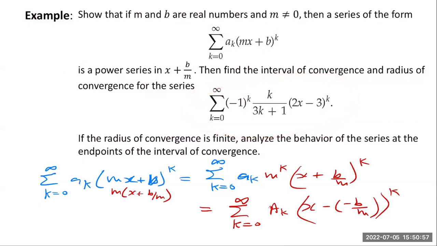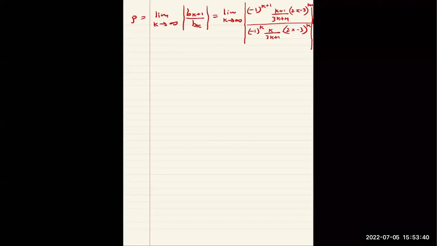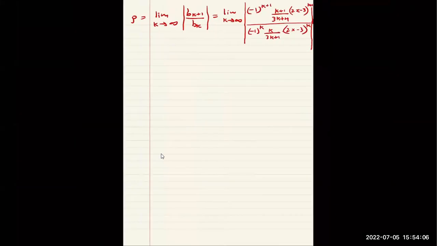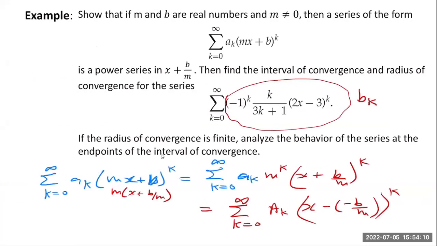Okay, to find the interval of convergence, again, I'm going to use theorem 7.42. First I find rho, the value of rho. So this is going to be my rho, okay? Rho is the limit as k approaches infinity of the absolute value of bk plus 1 over bk. You can find bk plus 1 by replacing your k by k plus 1 in this expression. You put k plus 1 here, k plus 1 here, k plus 1 here, k plus 1 here. Then you get this divided by bk. Bk is the same expression as this one.